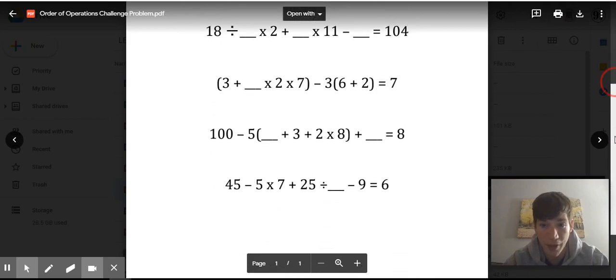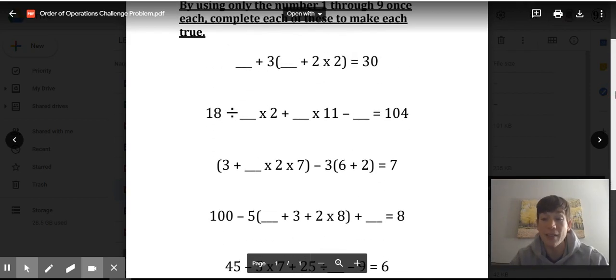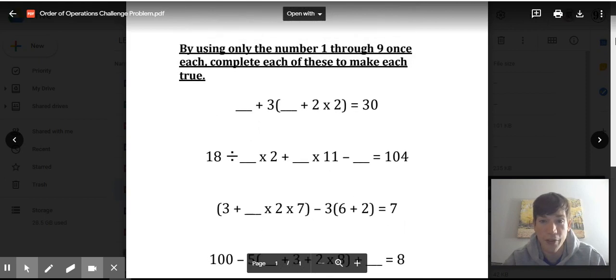Now, in this case, I have 6 different examples here, and each example has blanks. There are a total of 9 blanks. Now, those 9 blanks, if we look at the directions, are going to be filled with the numbers 1 through 9. You can only use each number once. So in all 9 blanks, there's going to be 1, 2, 3, 4, all the way up to 9. The goal is to use all 9 numbers and to make all of these blanks true. So to make all of them a true statement.